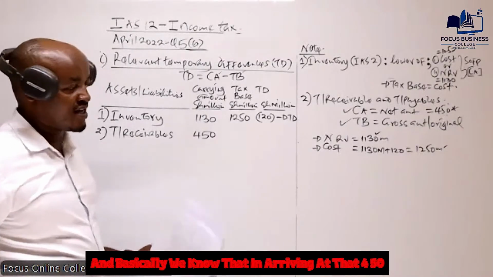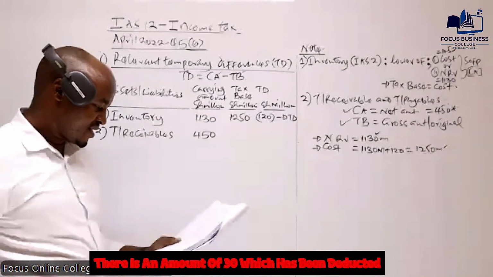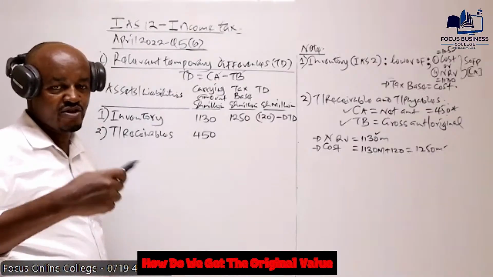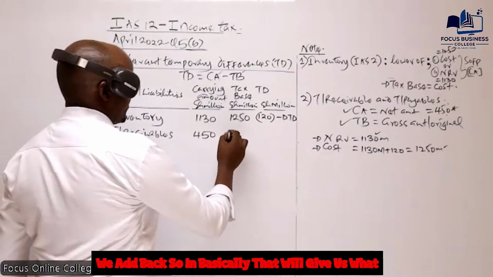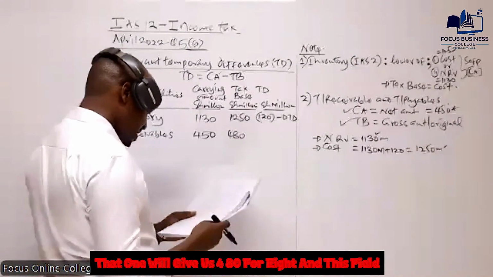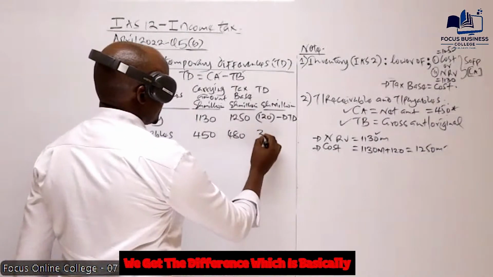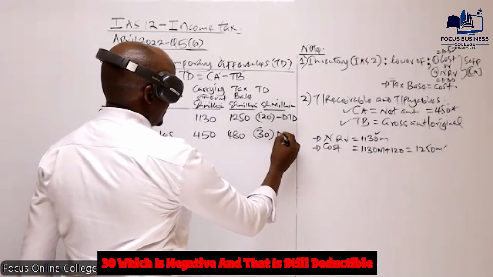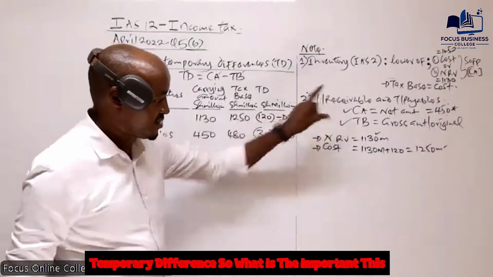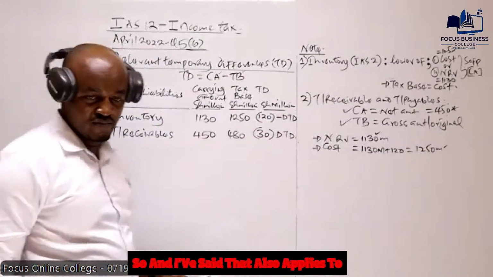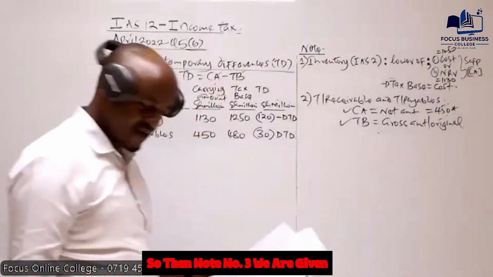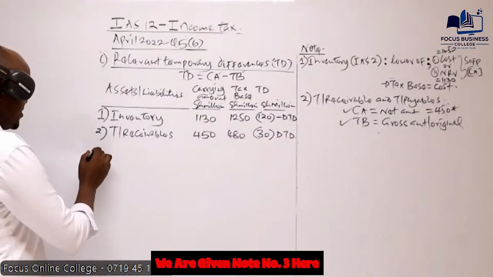Basically, we know that in arriving at that 450, there is an amount of 30 which has been deducted. How do we get the original value? We add back. So basically, that will give us 480. And we get the difference, which is basically 30, which is negative, and that is a deductible temporary difference. So what is important? This also applies to payables.